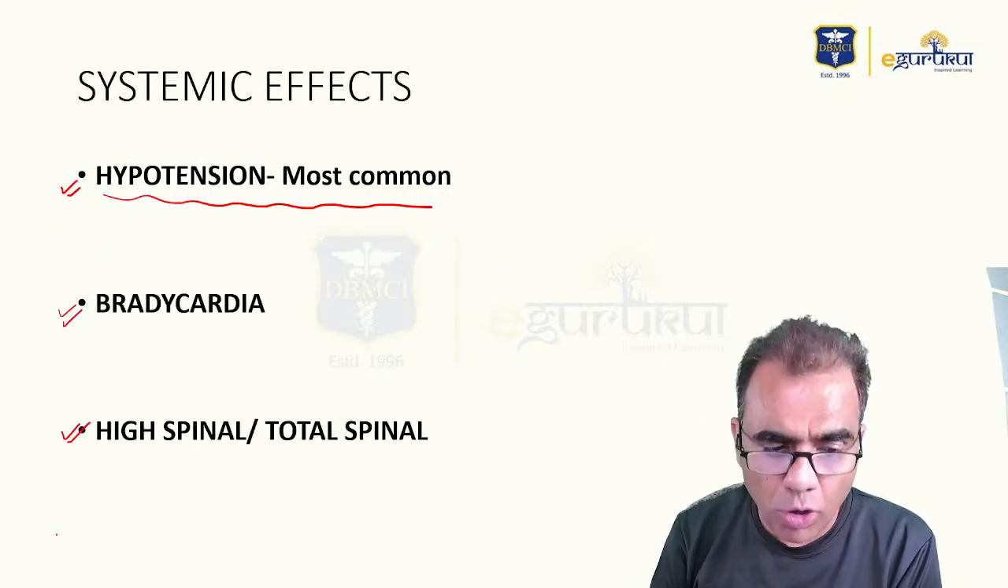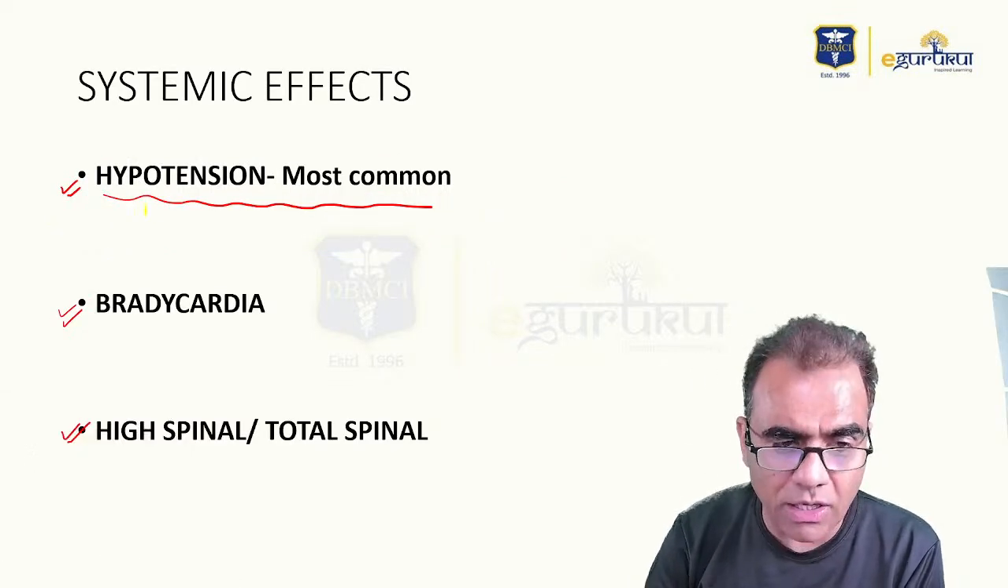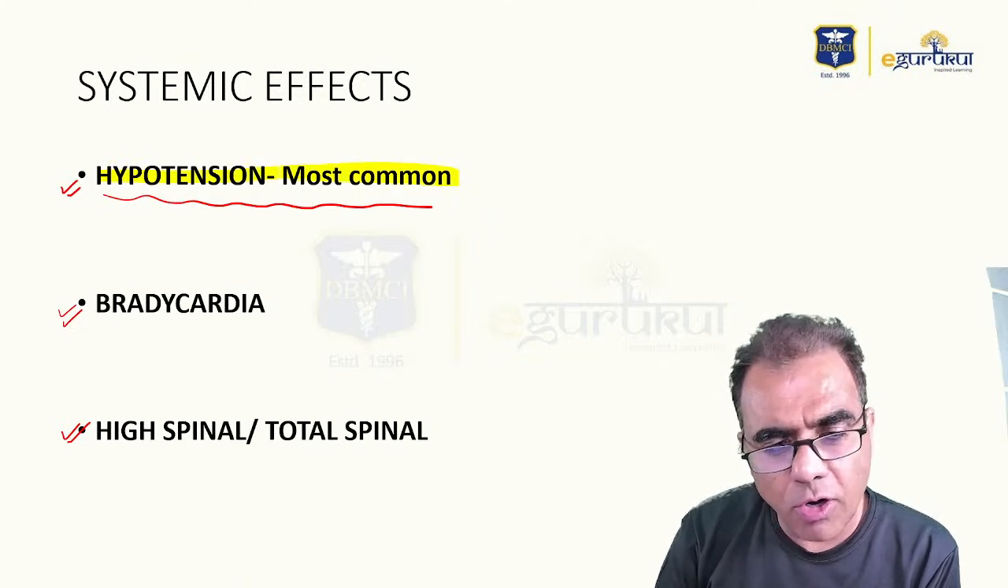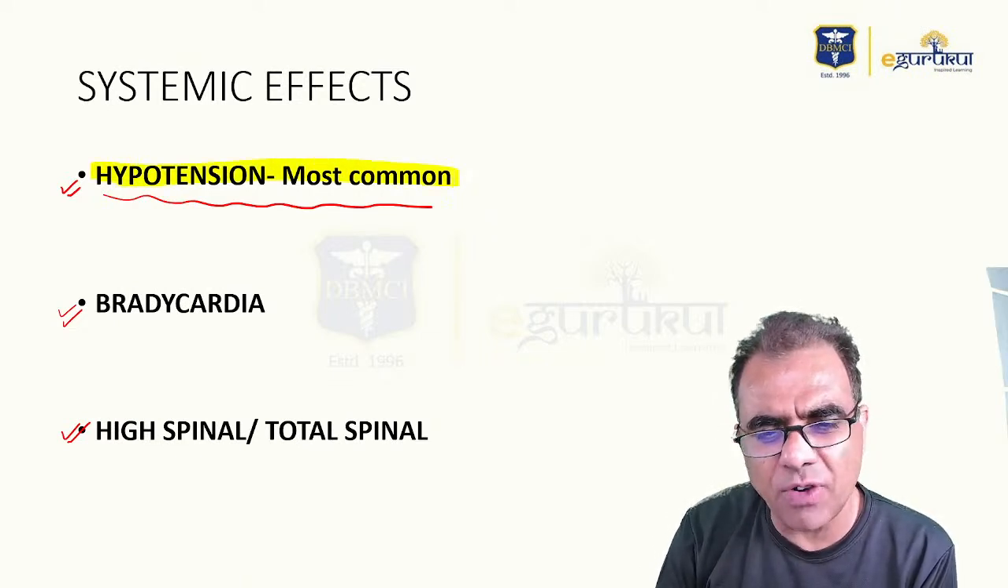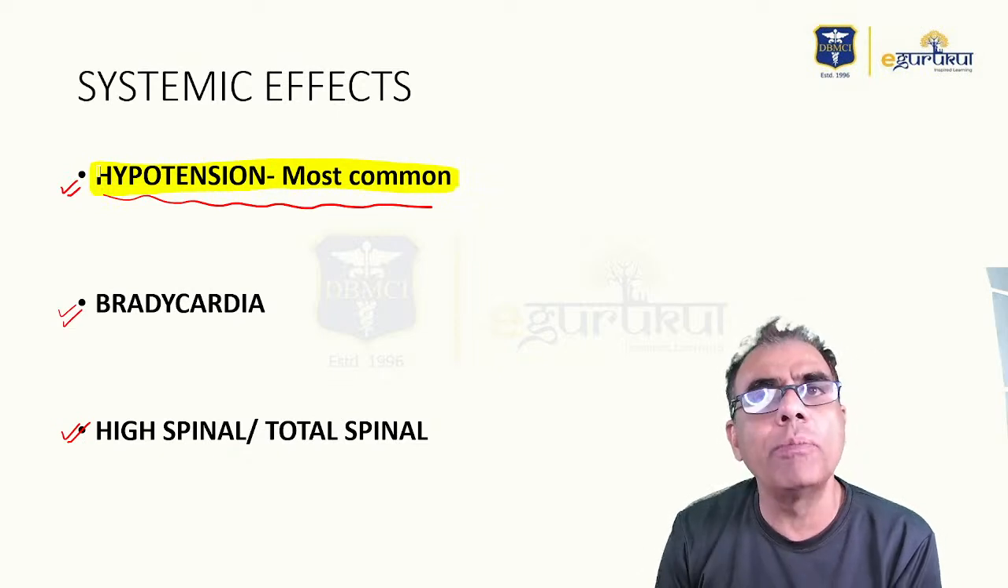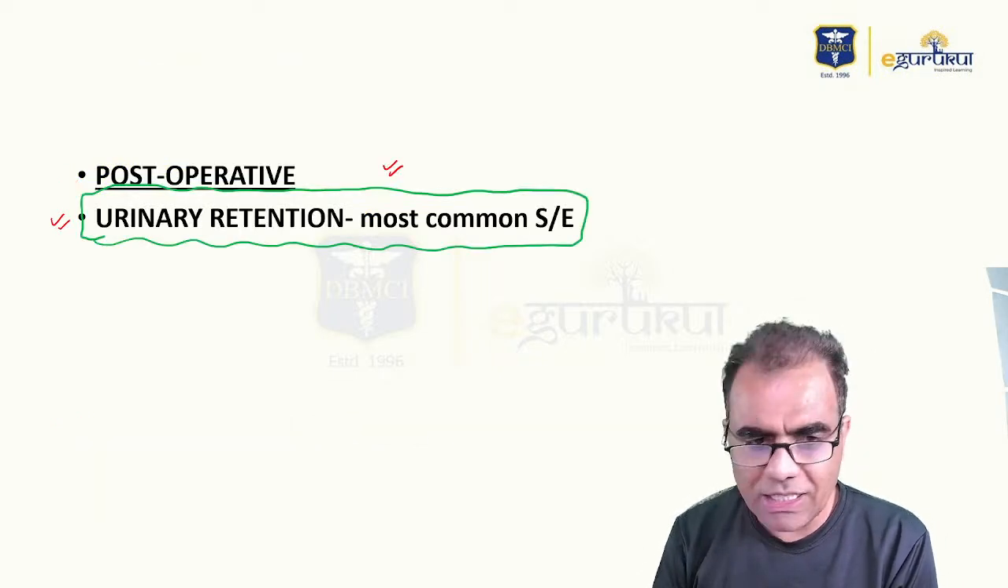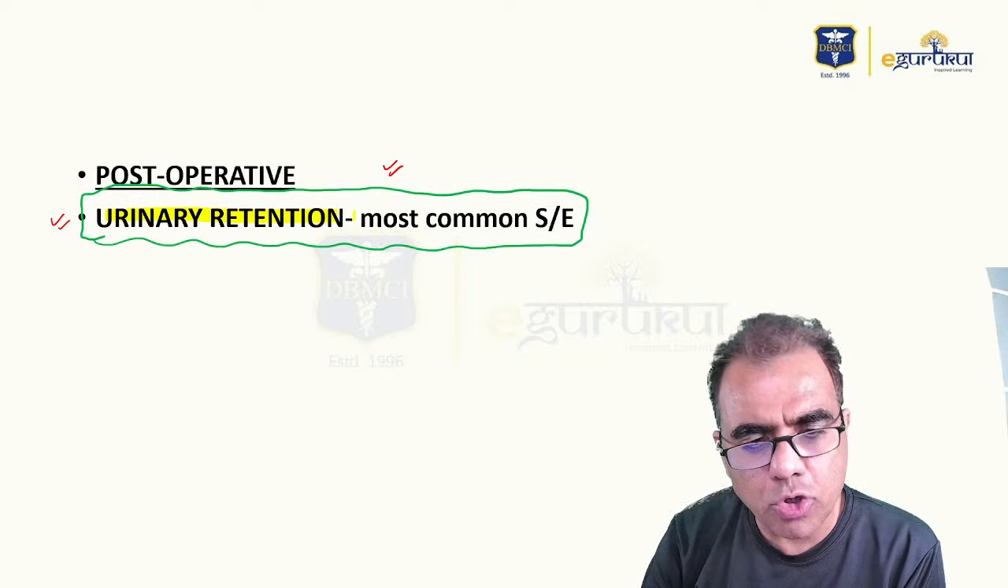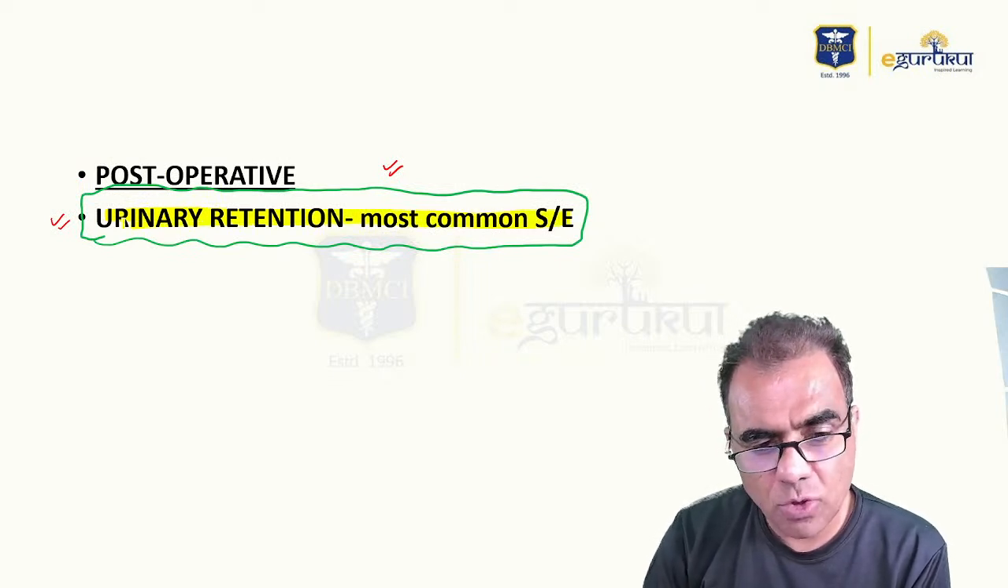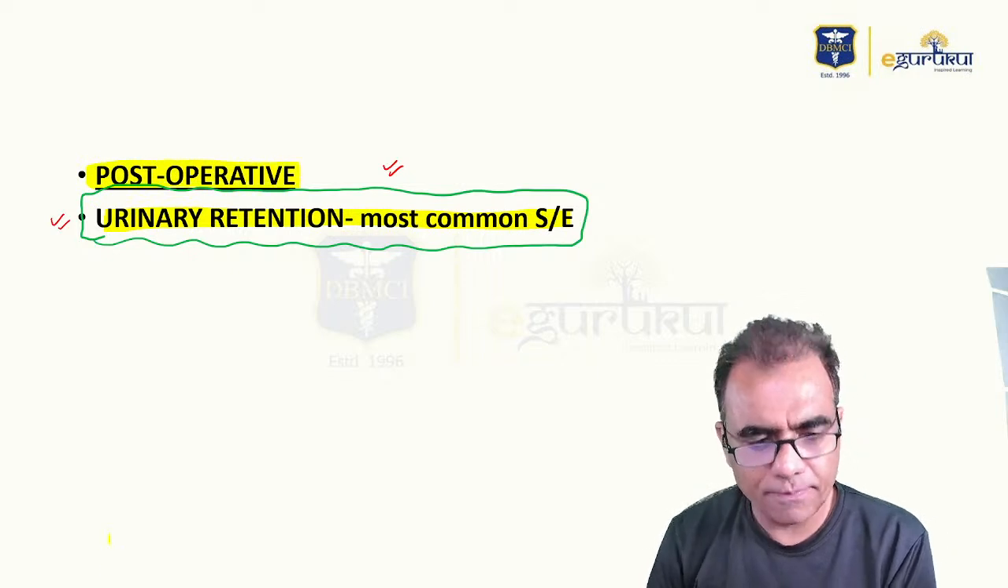But if they ask you the most common complication, don't get confused. The most common complication is hypotension. Hypotension is virtually seen in almost all patients. So urinary retention is the most common post-operative complication. This question can be a little tricky and you may get it wrong, so be careful.